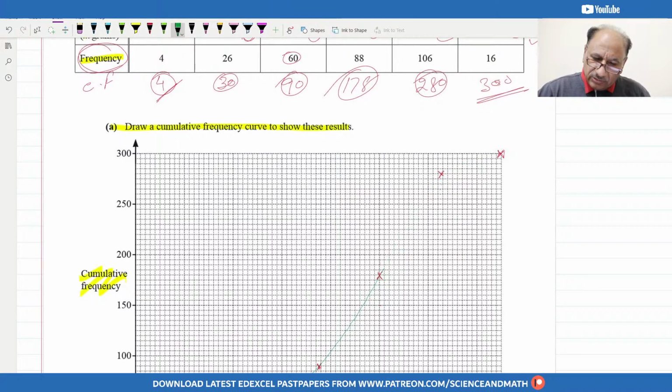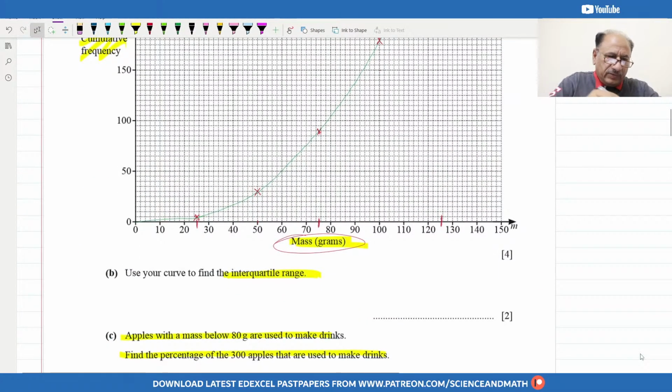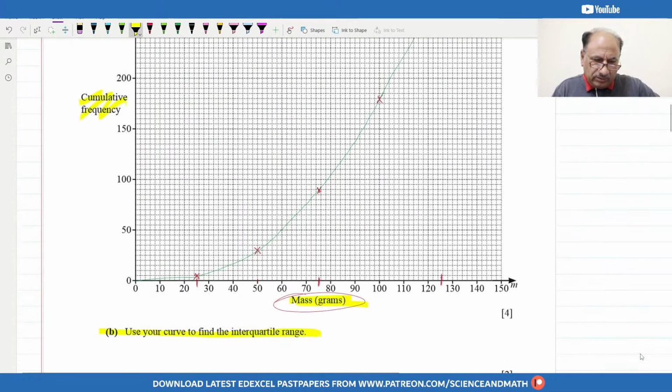It's missing basically a point, so I will redraw this. So this is almost the smoother curve which we have drawn. After that they are saying use your curve to find the interquartile range. Interquartile range is what you should know.